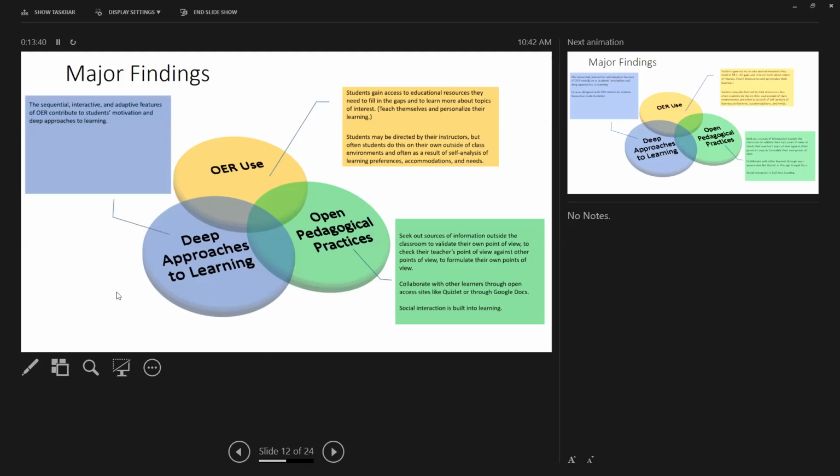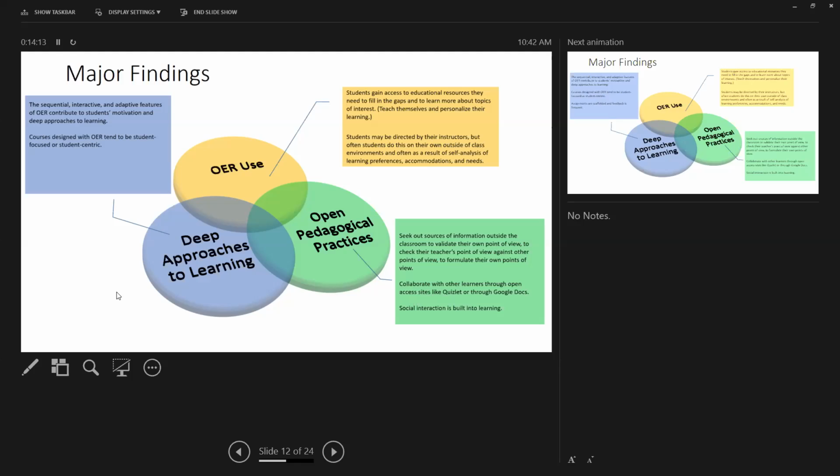Now, as far as deep approaches to learning, one of the things that I did was say, hey, the way OER are designed, students are using them as they're intended, and therefore they're taking some deep approaches to learning, because what I found is a lot of OER are sequential. Some are interactive, some have adaptive features. And all of this contributes to students' motivation, and then that contributes to wanting to make meaning and having a deep approach to your learning.